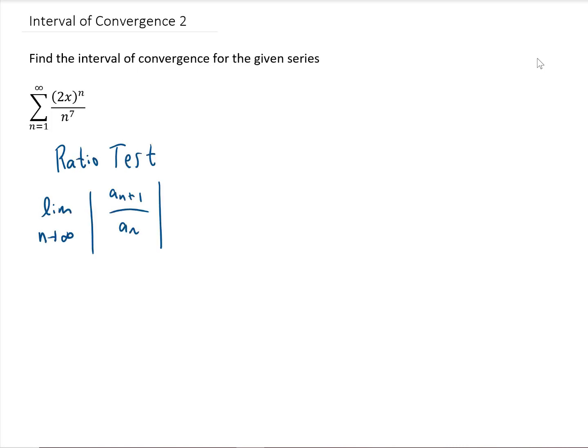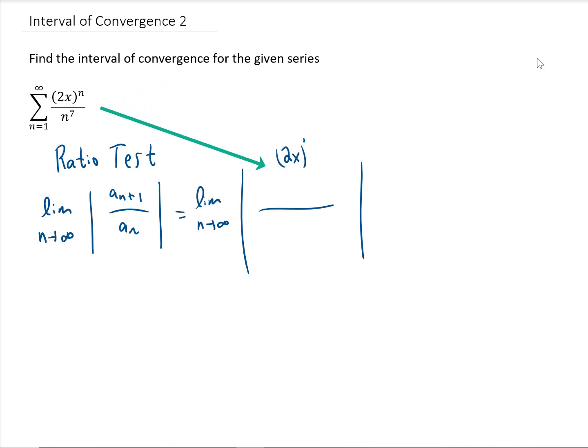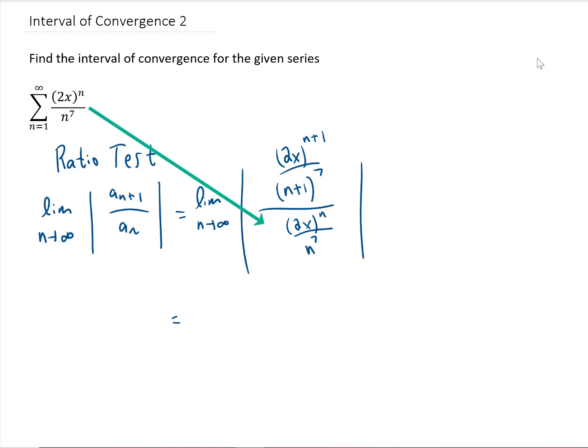And to do a ratio test, we take a sub n plus 1, divide that by a sub n, and then take a limit of that as n goes to infinity. What that means is, for our numerator, we're going to take the term that's inside of this series here, and we're going to replace n with an n plus 1. And then for our denominator, we're just going to take what's inside of the series and put it down there. Okay, and as normal, we're going to need to simplify.